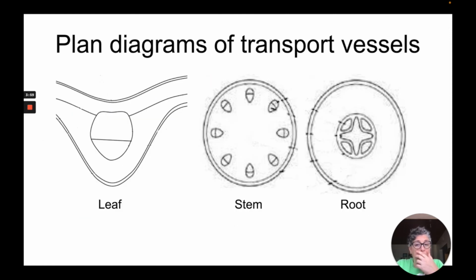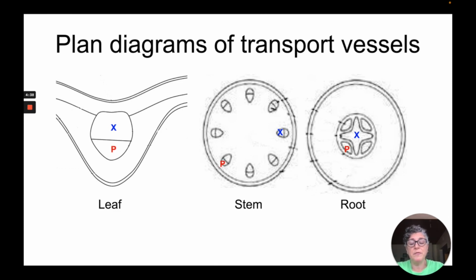So let's take a look at this plan diagram. This is what you might have to identify or draw based on the type of question that you are asked. Let's take a look at the xylem. Again, the xylem faces the upper surface in its vascular bundle. The xylem will face inward in the stem in its vascular bundle, and will be the center component of the root.